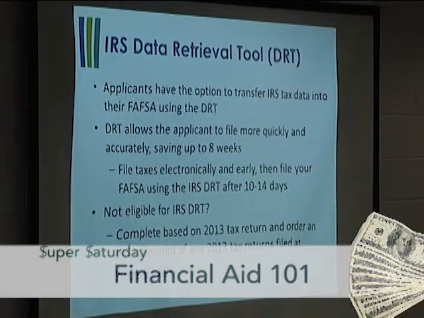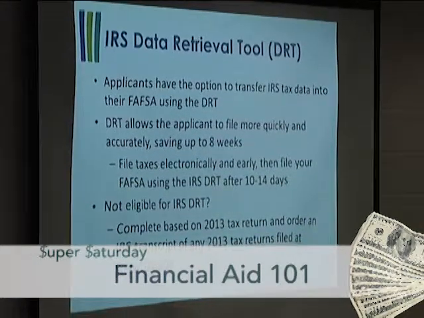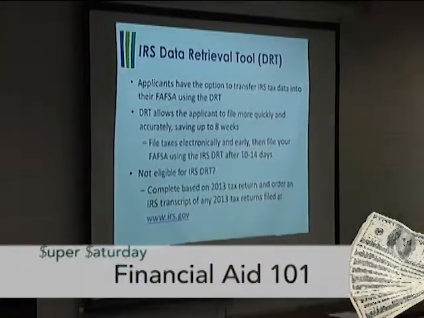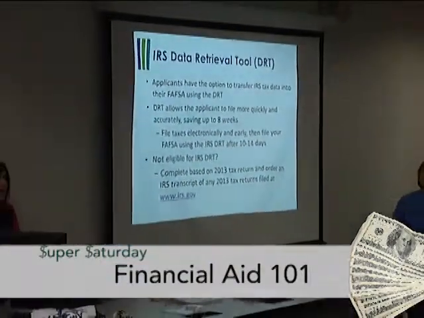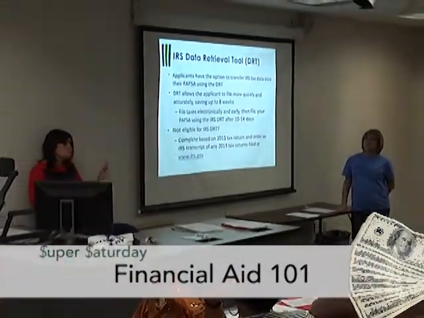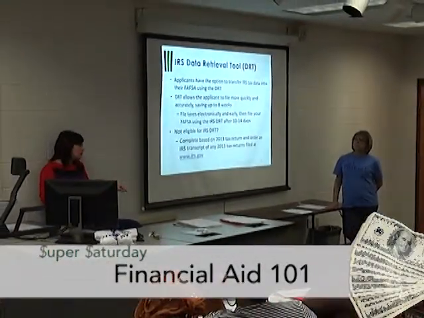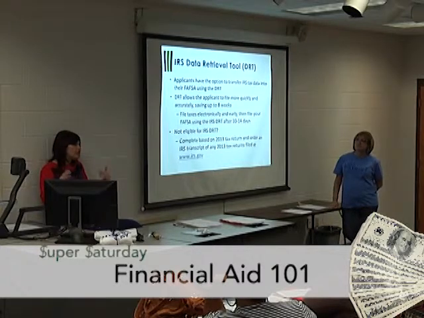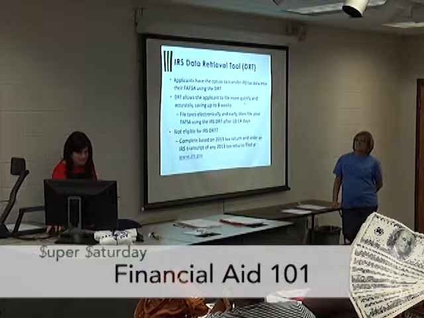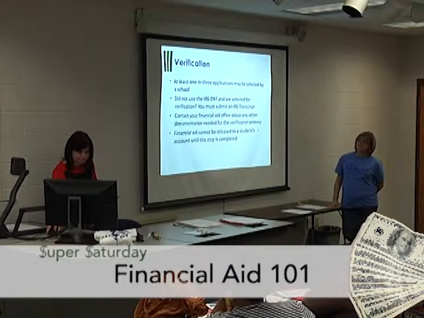The DRT, you're going to notice there's a link. It's going to give you the option to link your tax information to your FAFSA. Do it. It will save you so much time and verification process. If you don't do it, you know you're going to be marked for verification, and then you've got all those extra steps to deal with. Make sure that you link the DRT, okay?